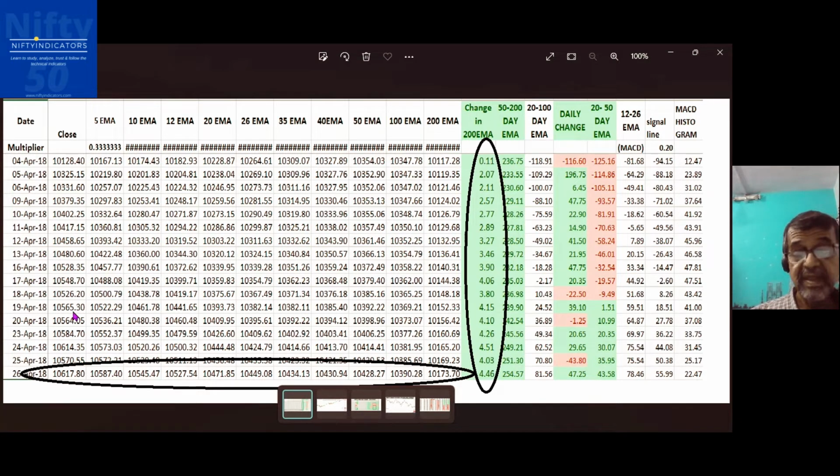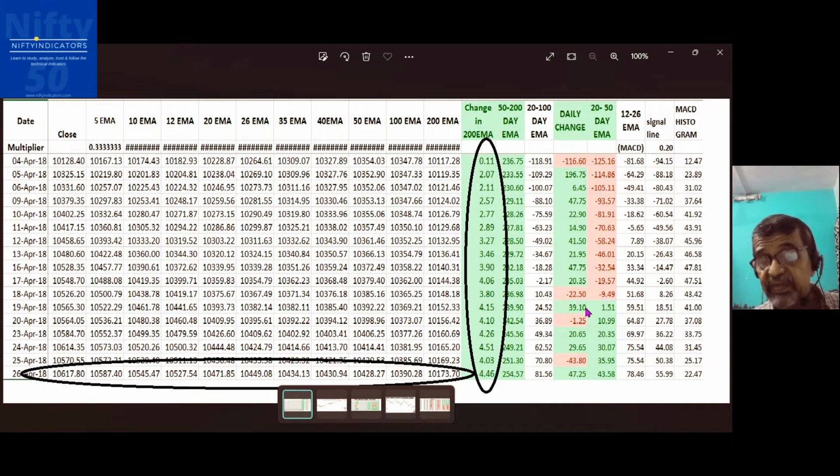Whereas once the golden cross is made, that is, when the 20-day EMA moves above the 50-day EMA and turns into green, that is the golden cross. See, the golden cross is made on 19th of April, when on the closing basis Nifty was at 10,565. Next day it starts moving up, 10,564. It was flat there. Next day 10,584. Next day 10,614. After that 10,570 and 10,617. It has started moving up, and it will start moving up much faster later on.